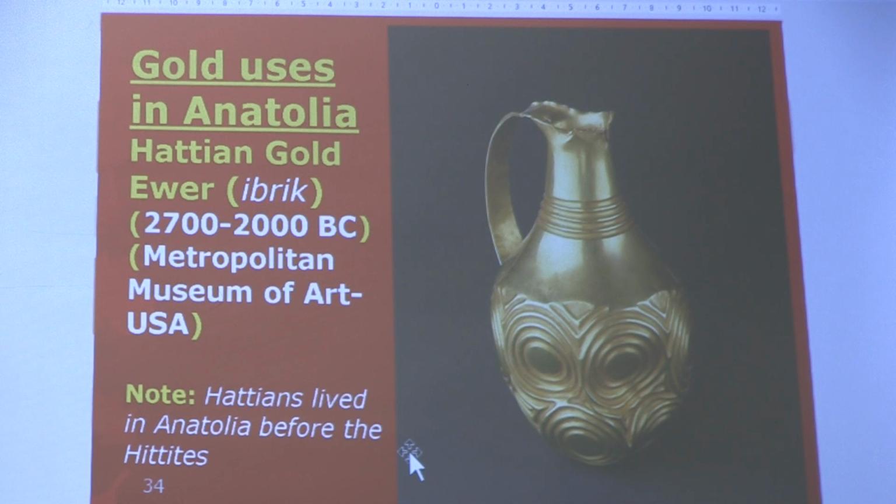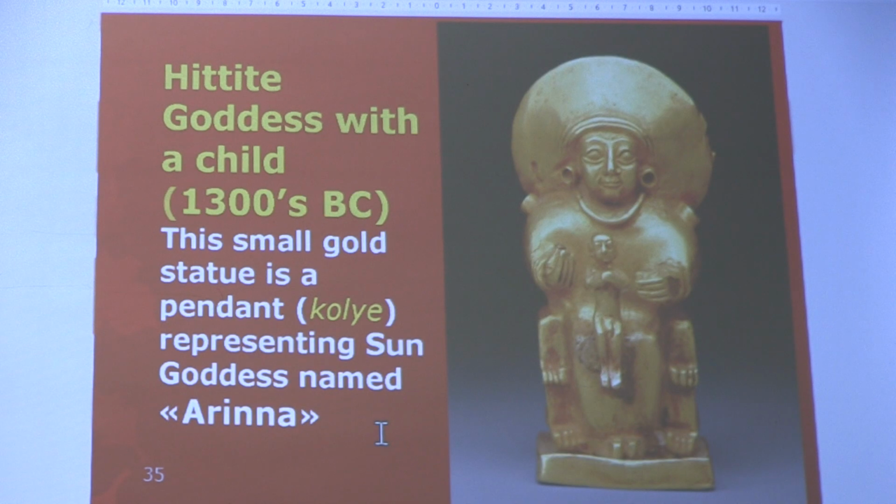And now let's get back to Anatolia and see the uses of gold or gold jewelry in Anatolia. Before the Hittites occupied and ruled in Anatolia, there were the Hatti people. But of course, at that time there was no alphabet, so we don't have any written document proving the names of kings of Hattis or their civilization. But of course, we have the gold and silver or other metallic objects from Hattis. This is a gold ibrik, and there are several of them.